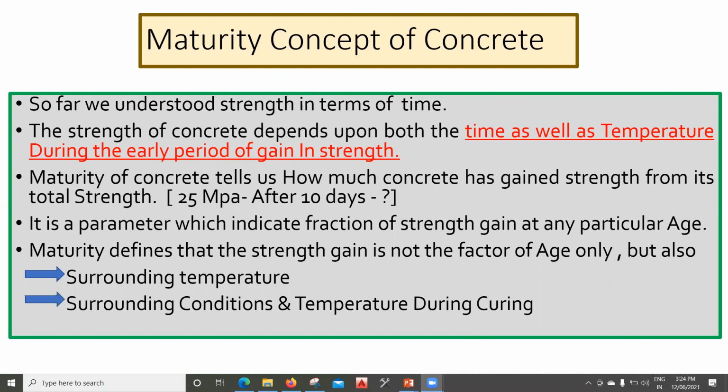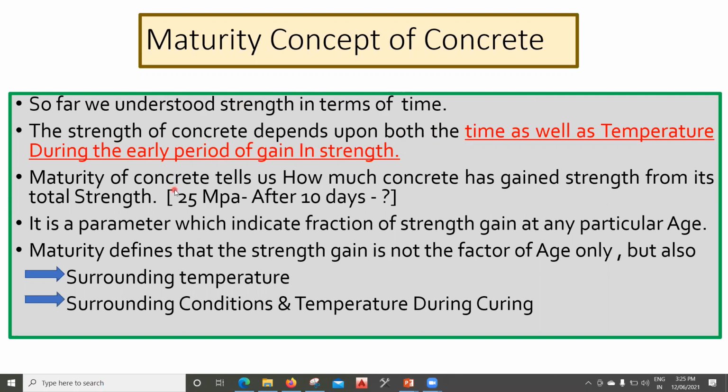So when we speak of maturity, for us only time is not important. Only with the passage of time, the concrete is not going to gain the strength. There are certain other factors which actually affect the strength of my concrete. So that has to be understood with the concept of maturity. So as I mentioned, so far we understood the strength in terms of time, right? But now the strength of concrete actually depends upon both. It depends on time also, as well as the surrounding temperature during the early period of gain in the strength.